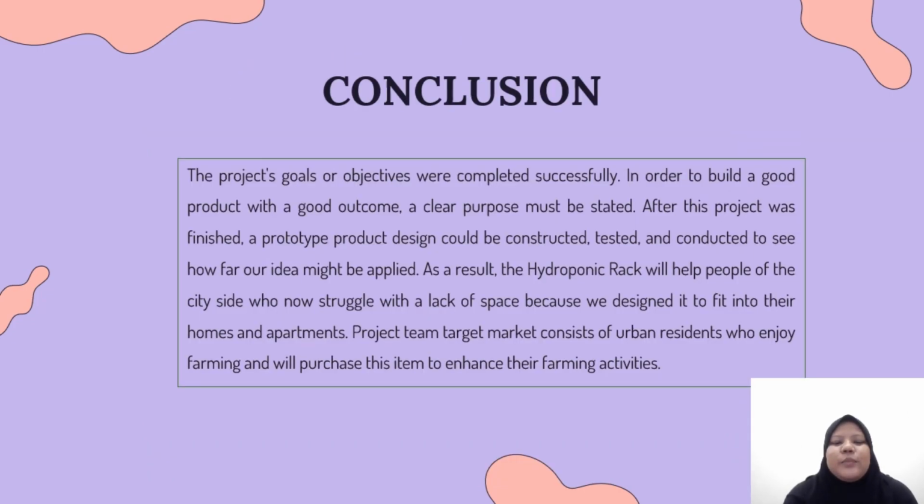In conclusion, the project's goal or objective was completed successfully. In order to build a good product with a good outcome, a clear purpose must be stated. After this project was finished, a prototype product design could be constructed, tested and conducted to see how far our idea might be applied. As a result, the hydroponic rack will help people of the city side who now struggle with a lack of space because we designed it to fit into their homes and apartments.